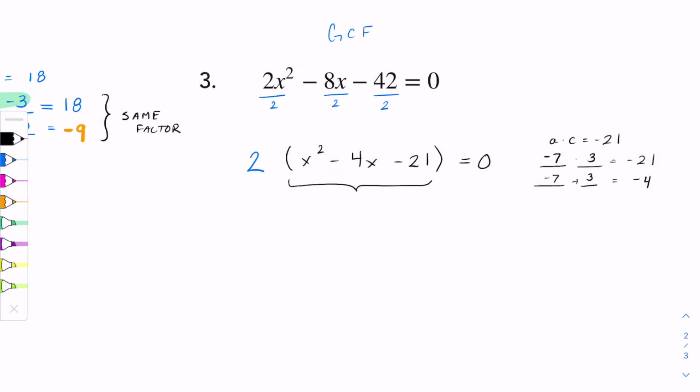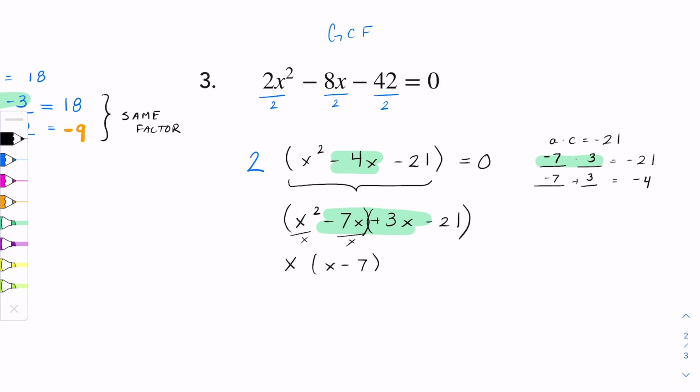I'm going to rewrite my expression as x squared minus 7x plus 3x minus 21. At this point, all I did was rewrite negative 4x as negative 7x plus 3x, and that came from right here. Group my first two, group my last two terms. GCF of the first group is x. If I was to divide an x out, I'm left with x minus 7.